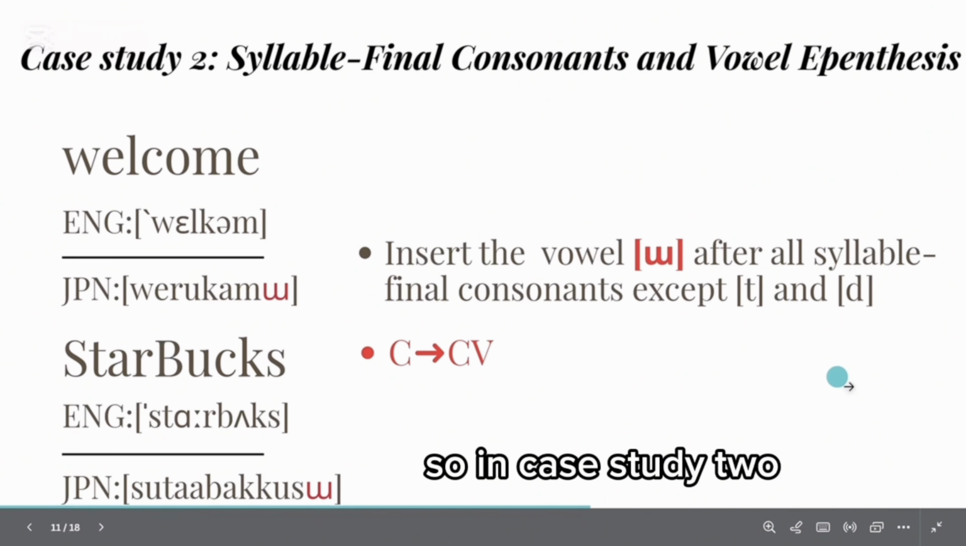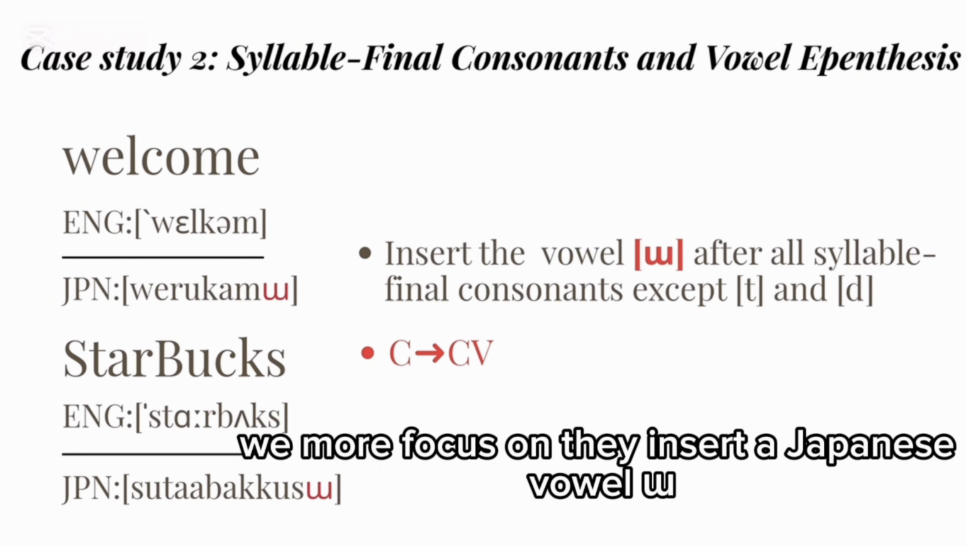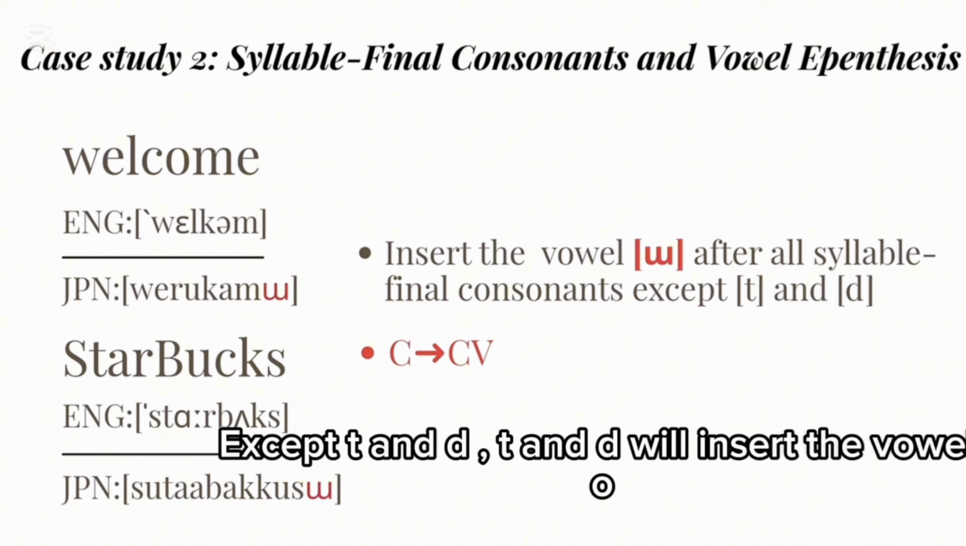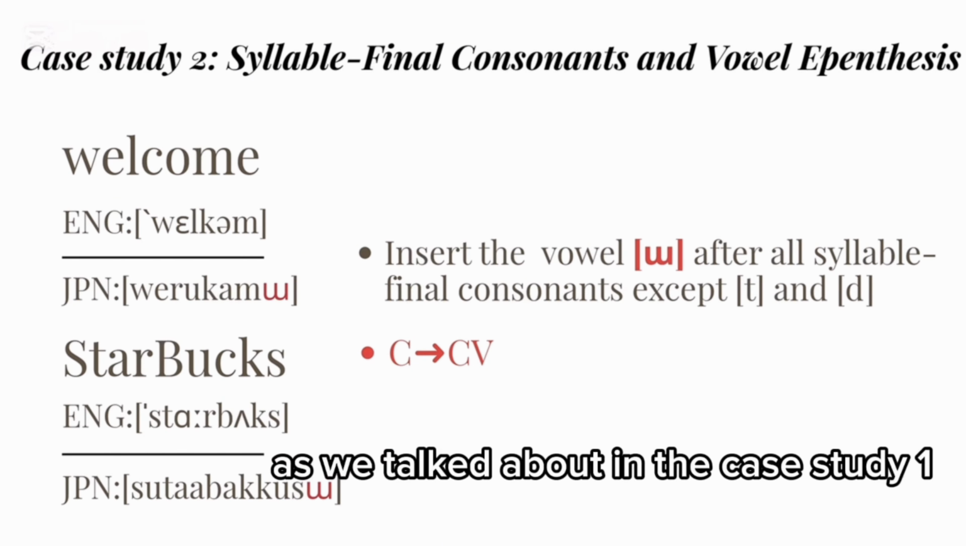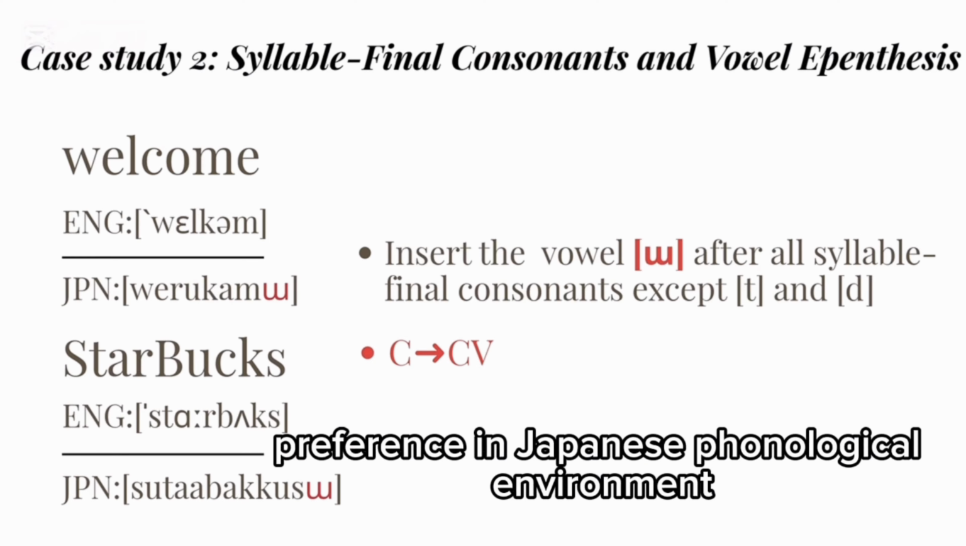So in case study 2, syllable final consonants and vowel emphasis, we focus more on the insertion of a Japanese vowel after all syllable final consonants, except t and d. T and d will insert the vowel o, as we talked about in case study 1. So this vowel insertion is also to fix the CV preference in the Japanese phonological environment.